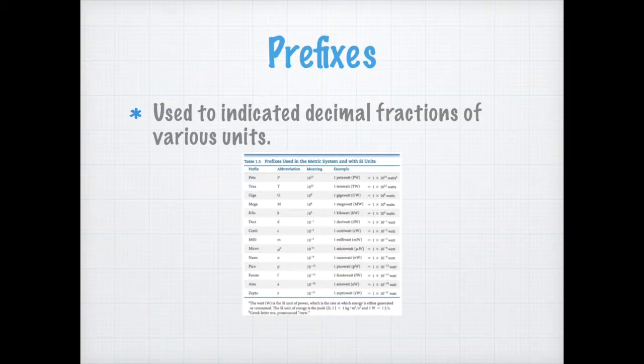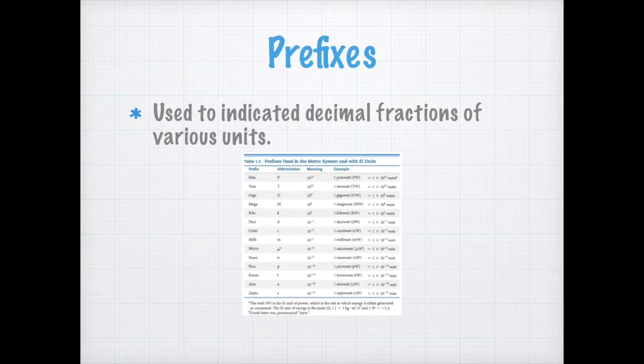In addition to the units that we were talking about, one thing that we can do in order to change the size of the unit is by using prefixes. So prefixes are used to indicate the decimal fractions of various units. So for example, if instead of saying liters, you say milliliters, there are 1,000 milliliters in a liter. For micro, if you notice, there are 10 to the 6th micrometers or microliters or whatever you want your base unit to be in that one base unit.